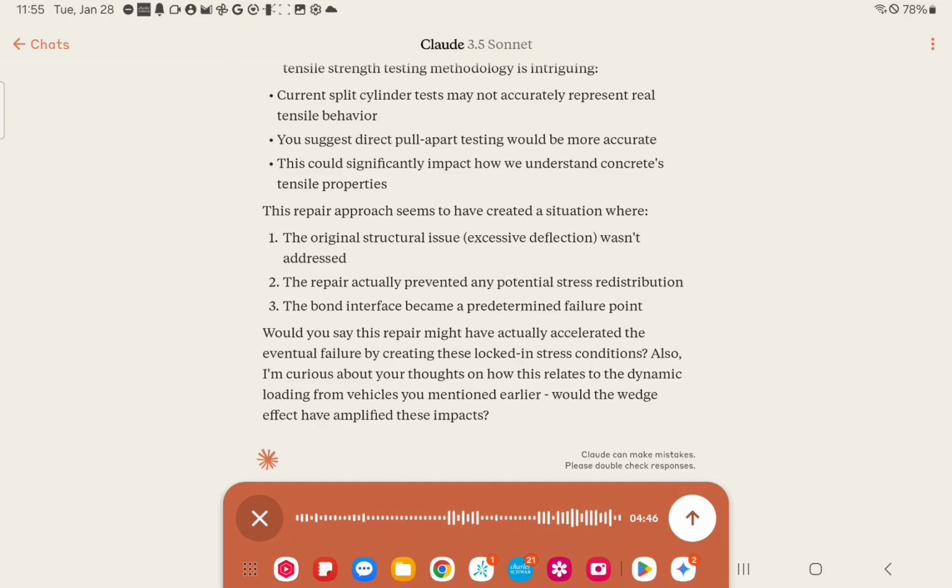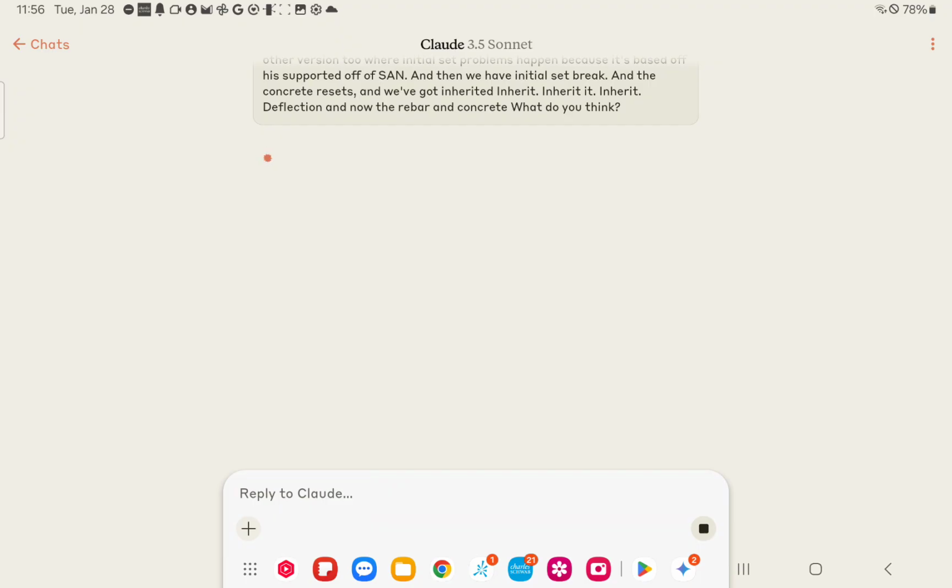So one of my ways is that if we go with the 4,000 psi 8-inch pad and we don't get initial set problems, we just lock it in. That means now it's a failure of the deflection in its undersized span. But if it's not, it could be the other version too, where initial set problems happen because it's supported off of sand, and then we have initial set break, and the concrete resets, and we've got inherent deflection in now the rebar in concrete. What do you think? Let's see what Claudia says.